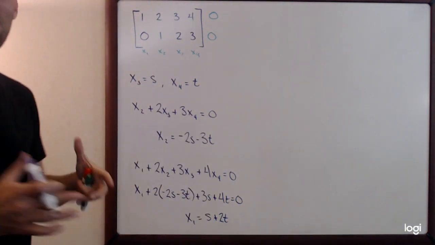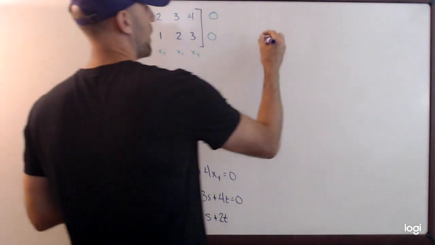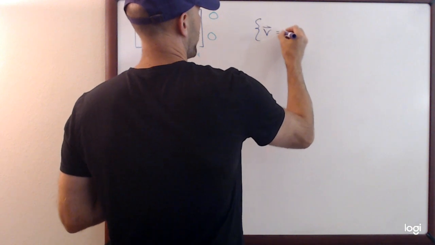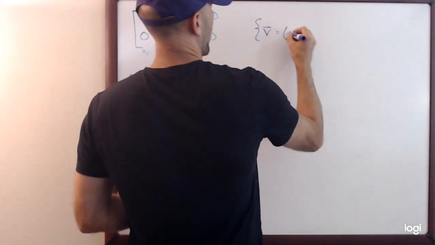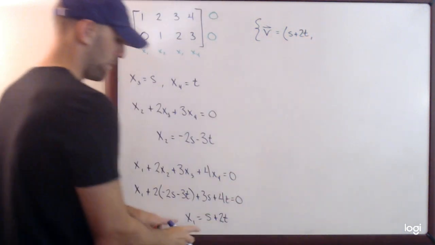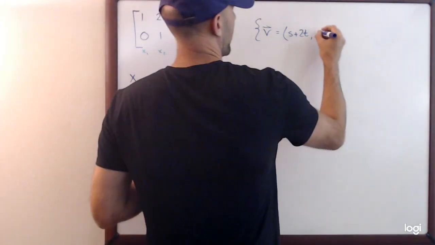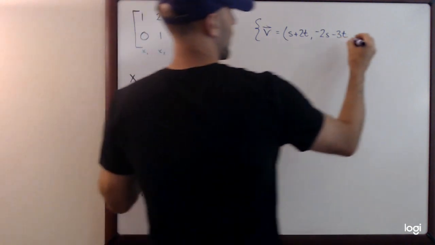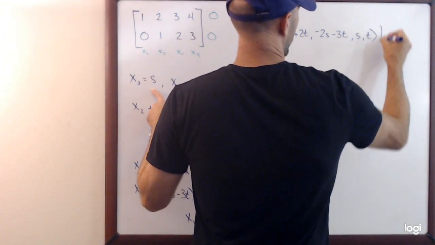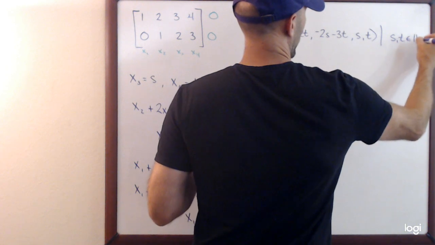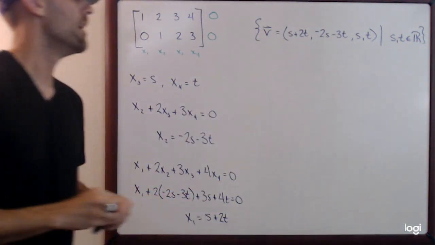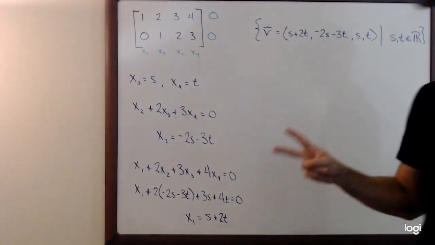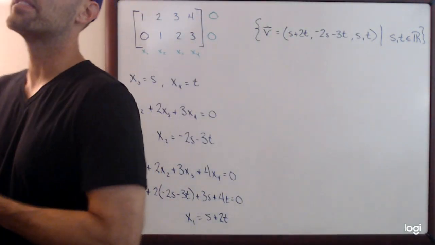Okay, so again, what do things in my null space look like? Well, they look like all vectors of the form x1, that's s plus 2t, x2, that's negative 2s minus 3t, x3, that's s, x4, that's t, where s and t are both real numbers. Now you'll notice that this one, unlike the previous example I gave you guys, doesn't have one parameter, it's got 2, right? And that implies that it's 2-dimensional.